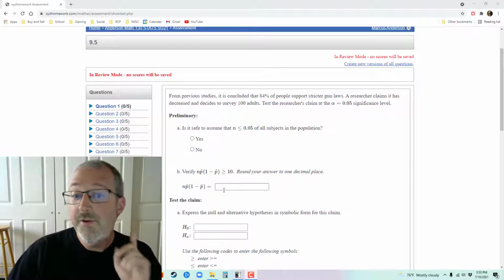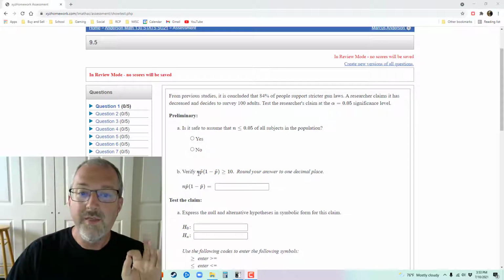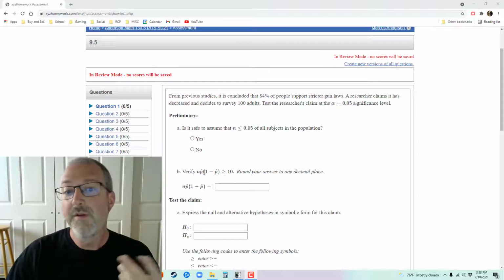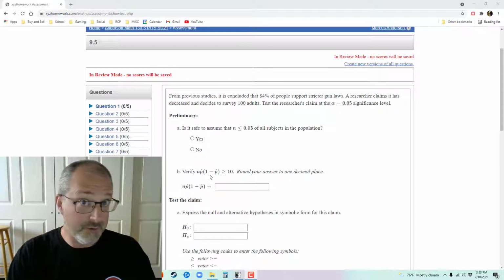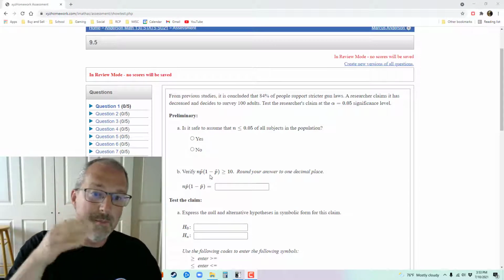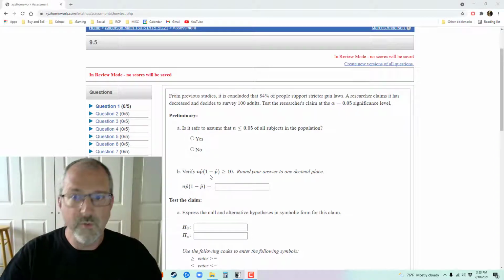Now, what we have to do in the preliminary work here is verify that N times P naught multiplied by the complement of P naught, which I've called Q, because P is a success and Q is a fail in that situation.